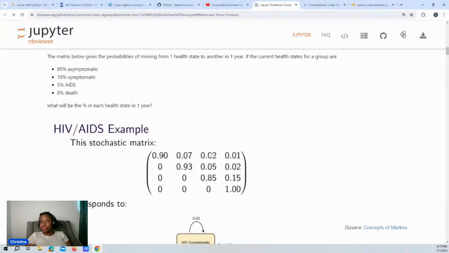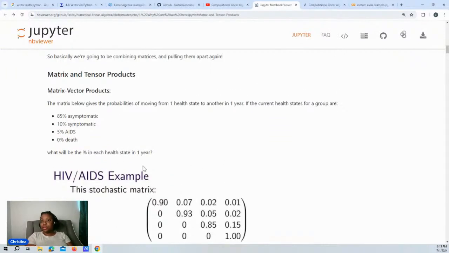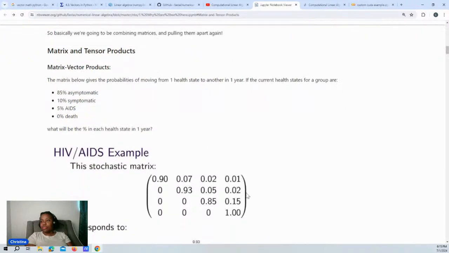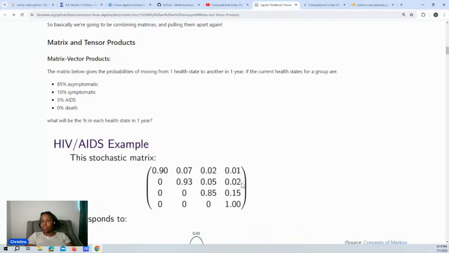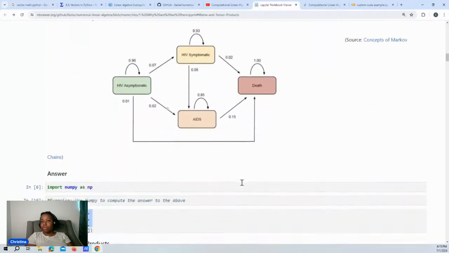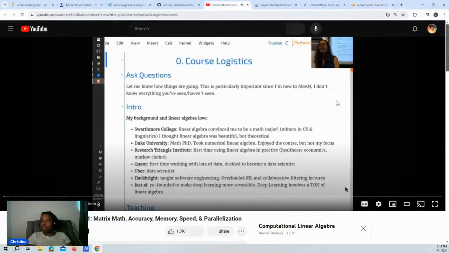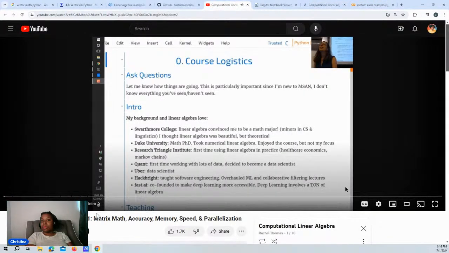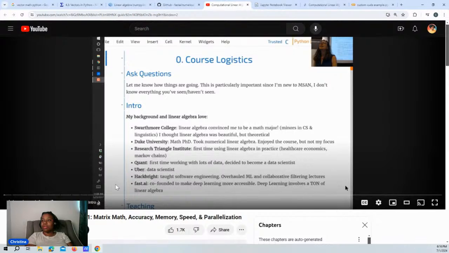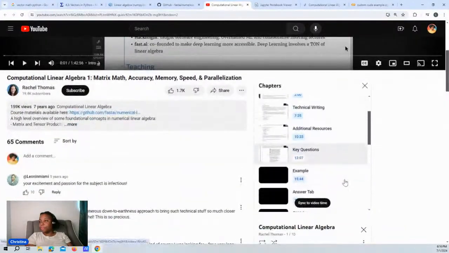In 12 months. So how do we reduce it by a year? What will be the percent in each state in 1 year? So this is the current. Oh no, I can't sit for that long and go through something. It doesn't work for me.